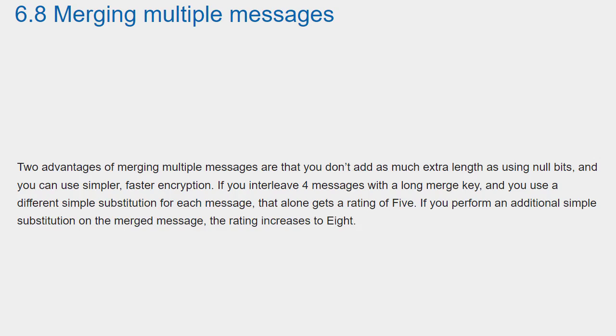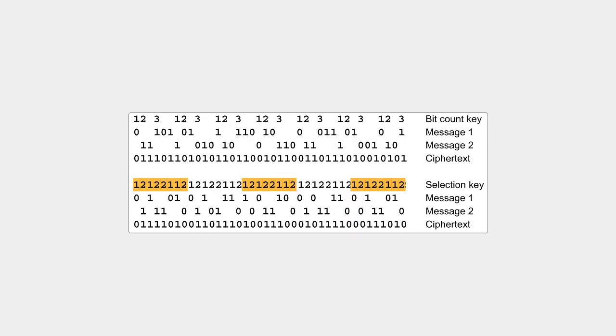Two advantages of merging multiple messages are that you don't add as much extra length as using null bits, and you can use simpler, faster encryption. If you interleave 4 messages with a long merge key, and you use a different simple substitution for each message, that alone gets a rating of 5. If you perform an additional simple substitution on the merged message, the rating increases to 8.